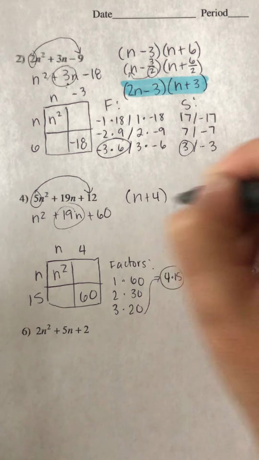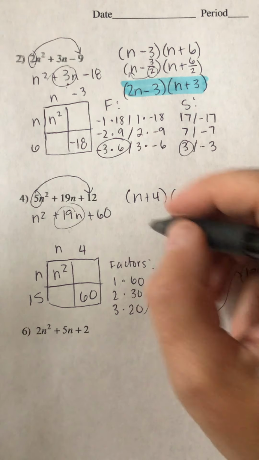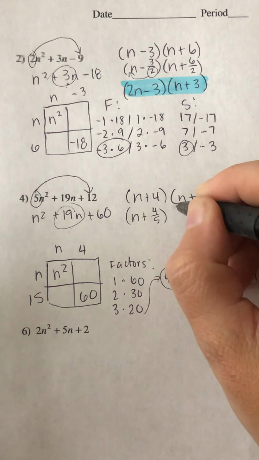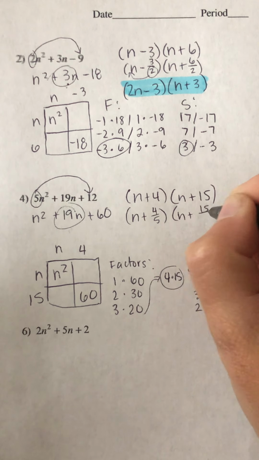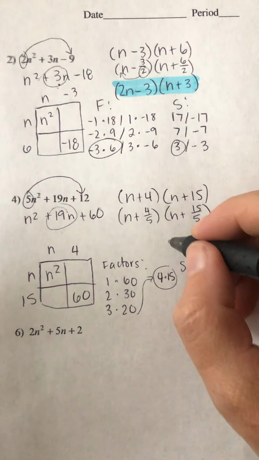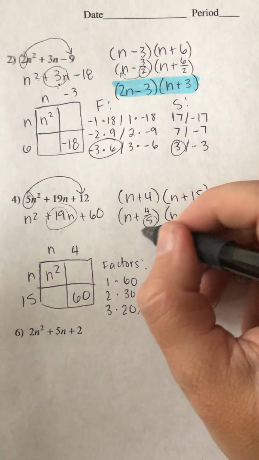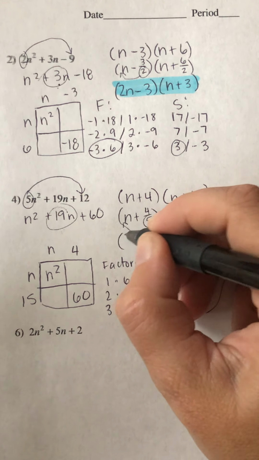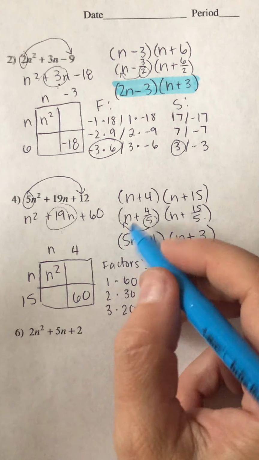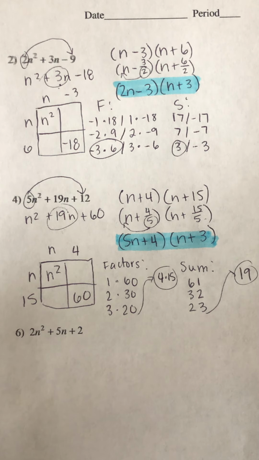N plus 4 times n plus 15. We're dividing it by 5. N plus 4 divided by 5. N plus 15 divided by 5. We can simplify this one to n plus 3. This one, we take our 5 and move it to the front. 5n plus 4. Final answer is 5n plus 4 times n plus 3.